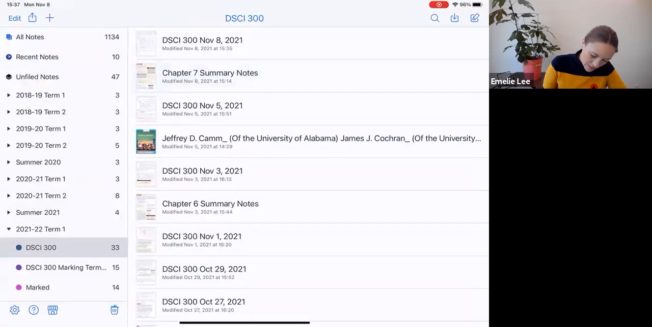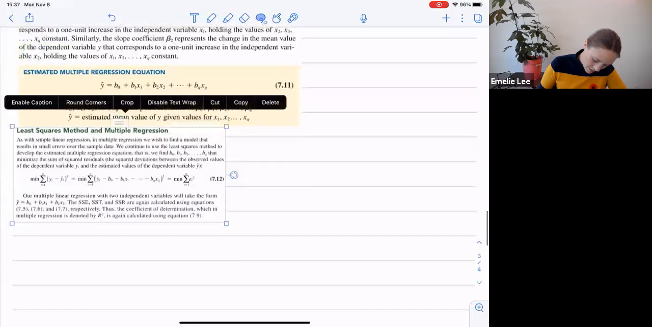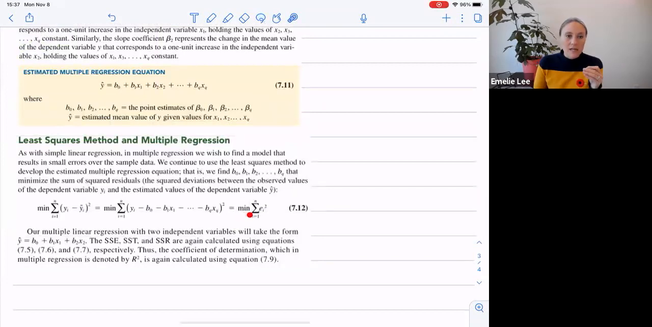So just as before, just like in the simple linear regression case, we were trying to minimize the sum of the residuals squared. And that's exactly what we're doing here, except now we have many different values of x, and so we'd have to look at all the different combinations of x.